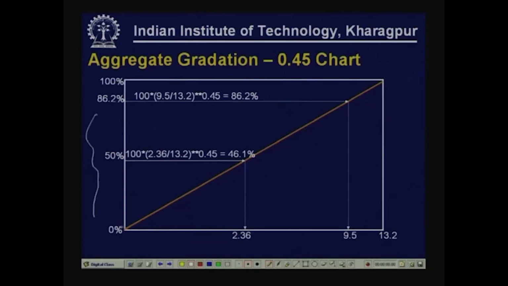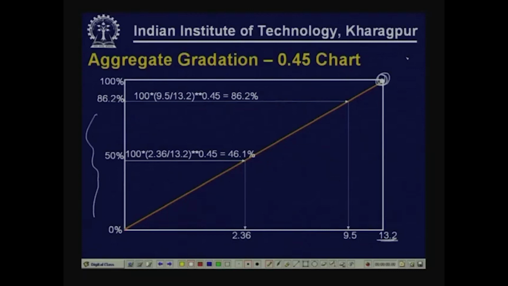So, this would be divided into equal parts, and then this will have a range of 0 to 100, and the x axis is also taken over a convenient length. So, since this is the maximum size of aggregate, we are putting 13.2 here. We know that 100% has to pass through the 13.2 size. So, this is one point that we get, and then we join 0 to this 100, and draw a straight line.